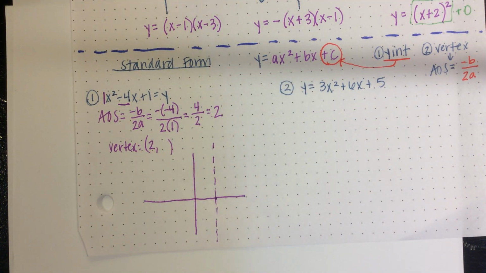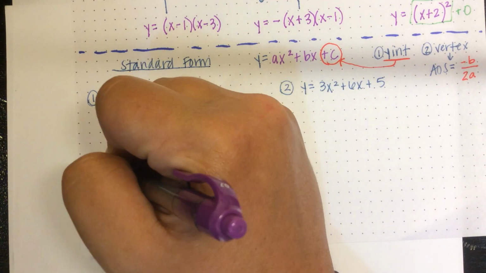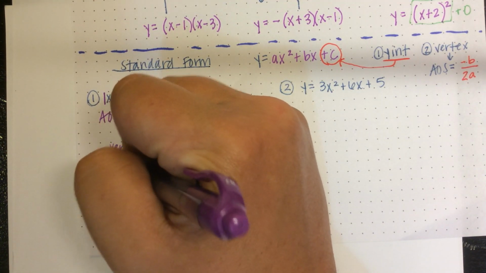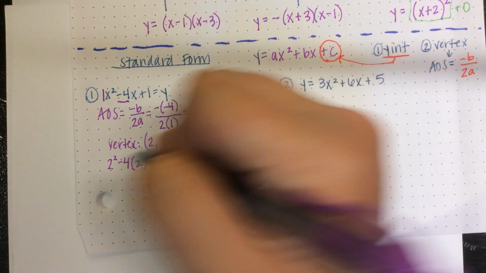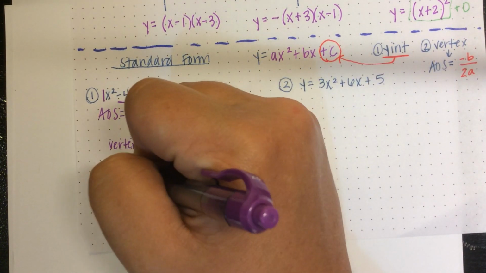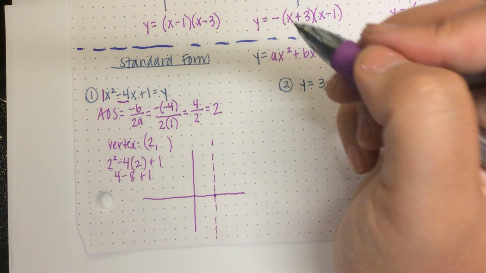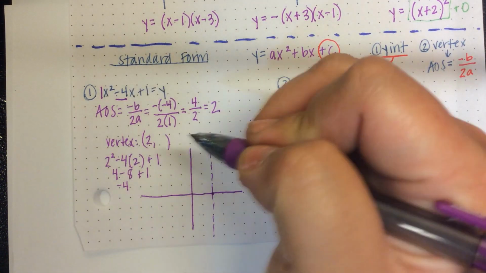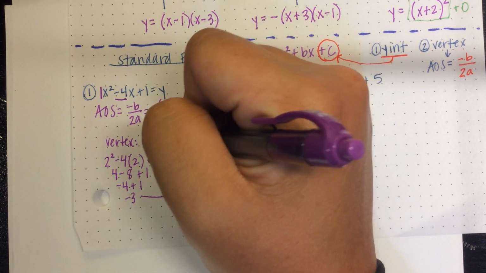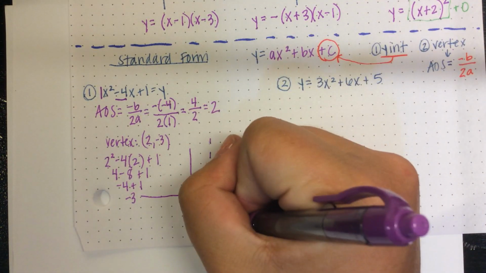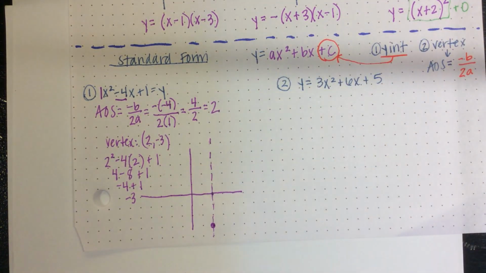So to do that, I'm just going to plug in 2 to my equation. So we're going to say 2 squared minus 4 times 2 plus 1. Well, 2 squared is 4. 4 times 2 is 8. 4 minus 8 is -4. Plus 1, we get -3. So my vertex is down here at 2, -3.